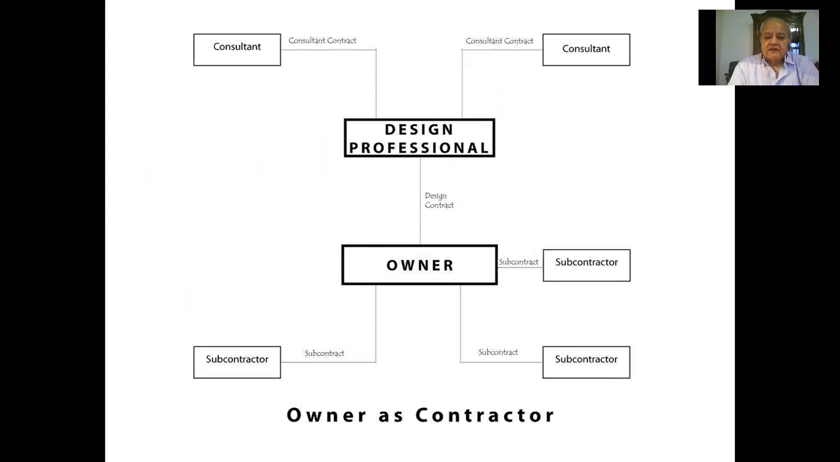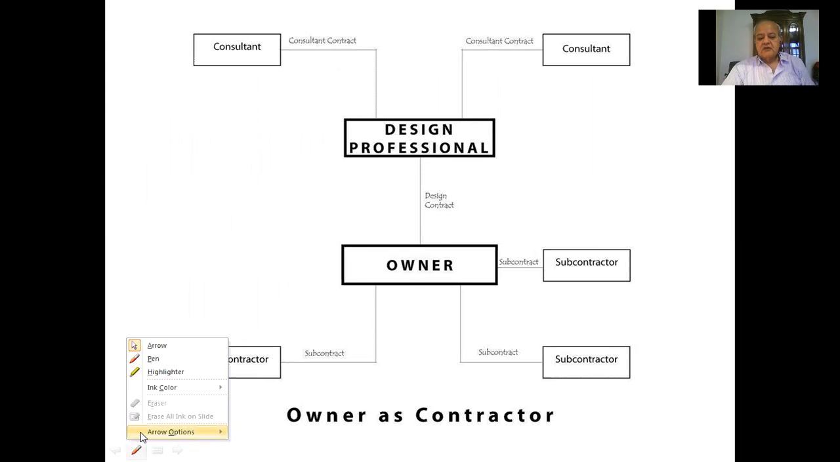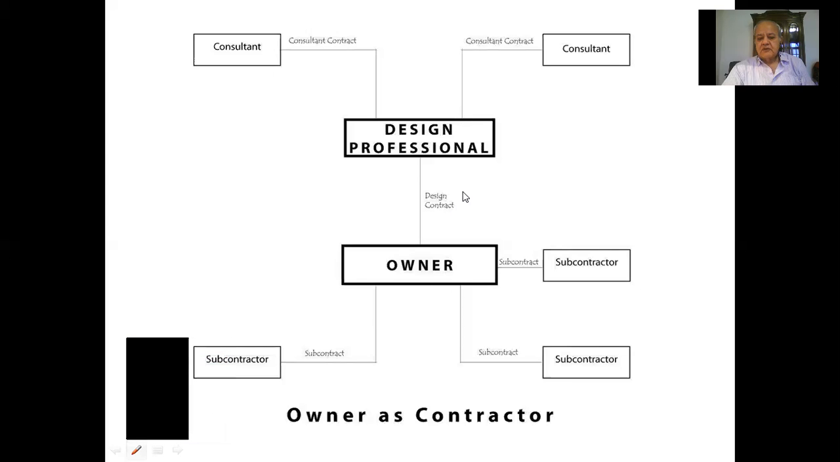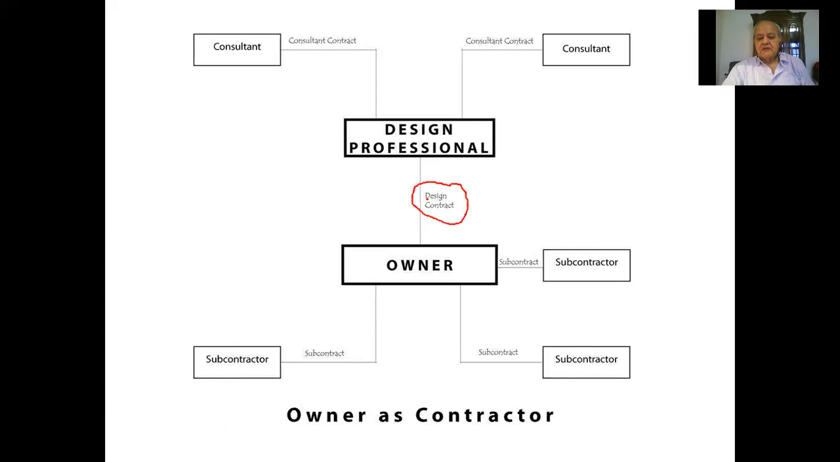So this is the typical relationship between the owner and the architect. And here you need to provide a design contract. So before you start any work, you have to have a design contract with the owner so that you work according to certain requirements and payments. And so you have your rights and the rights of the owner guaranteed.